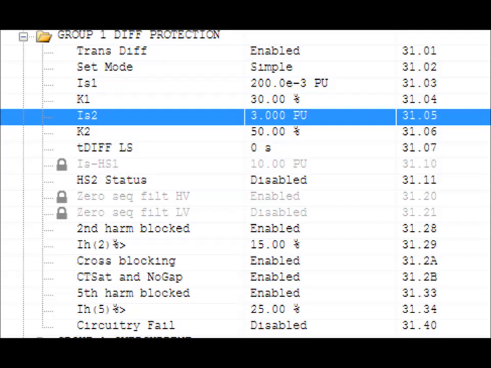Cross blocking has been enabled in this relay, and fifth harmonic block is enabled, which is set as 25%. That is, during charging of the transformer, if there is more than 25% fifth harmonic current, it will block the differential characteristics. These are the main points for setting the Micom P643 differential protection.